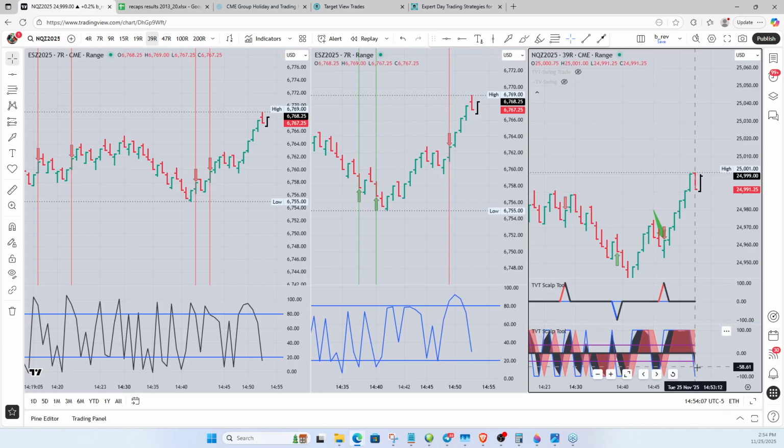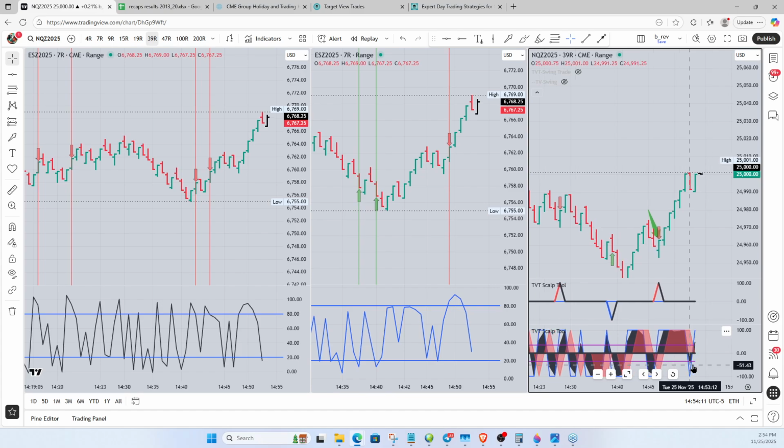Now, this did not turn into a trade because the black went too far right there. See, so that's why that did not turn into a trade. Same thing right there. The black went too far. If the black goes across that horizontal line that I have in there, it's not going to be a trade.